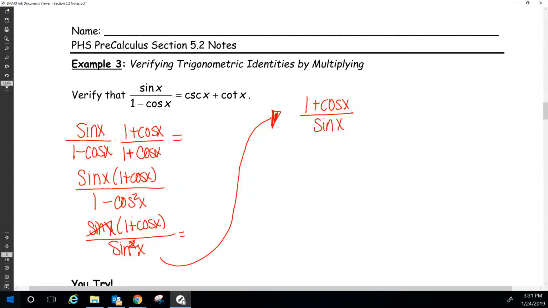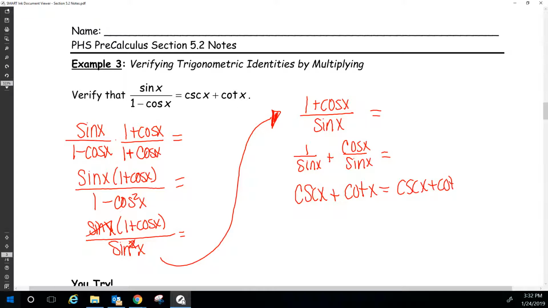We're trying to get it up into 2 different pieces. So now that I've just got one singleton on the bottom, I'm going to split the top of my fraction up into 2 fractions. So 1 over sine x plus cosine x over sine x. Don't forget all your little equal signs here. All right, 1 over sine x would be cosecant x plus cosine over sine is cotangent x, and that is exactly where we were trying to get to.